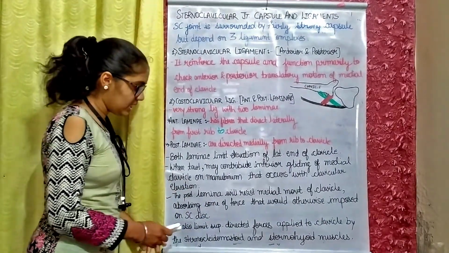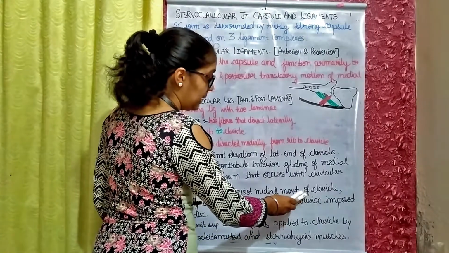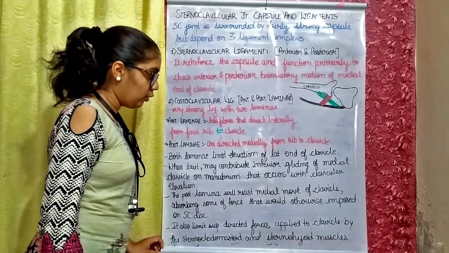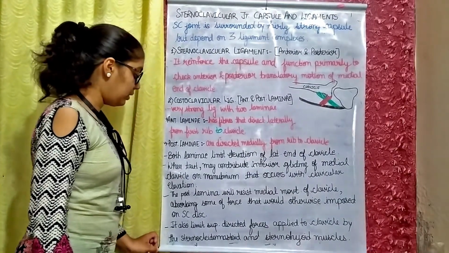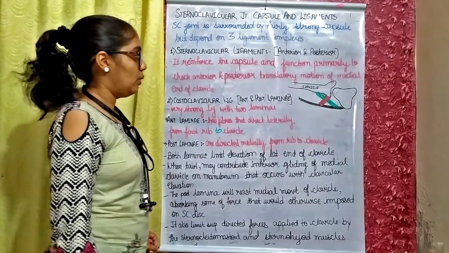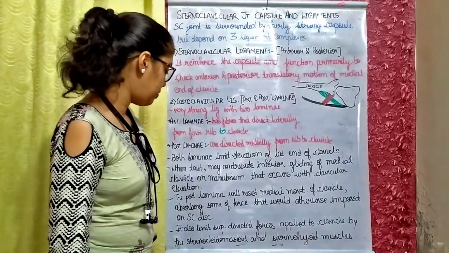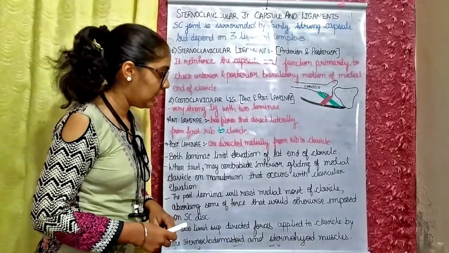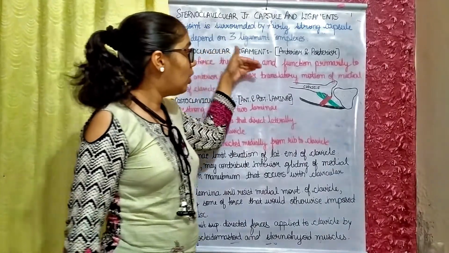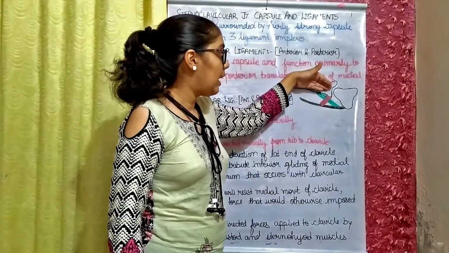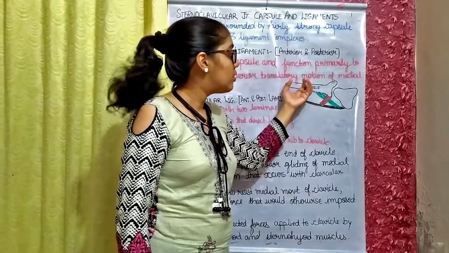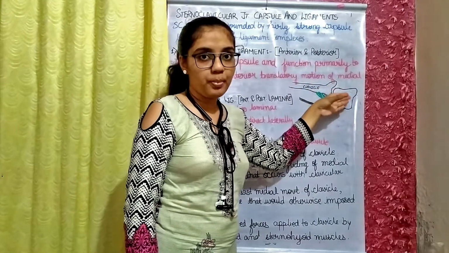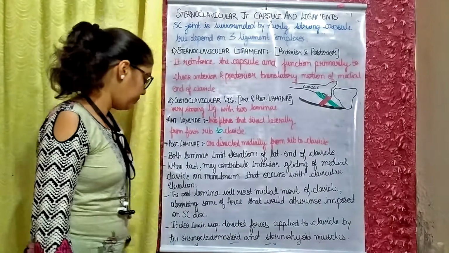The next point is that the posterior lamina will resist medial movement of the clavicle, absorbing some of the force that would otherwise be imposed on the sternoclavicular disc. So here the importance of the posterior lamina is given: it resists the medial movement of the clavicle, because all the force comes from the lateral end of the clavicle. Some of the force is absorbed by the posterior lamina, so that not all the force passes to the sternoclavicular disc.